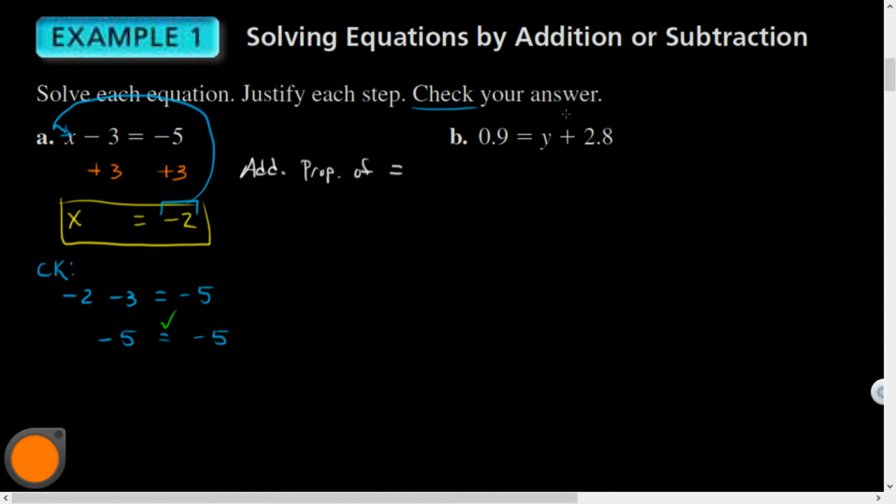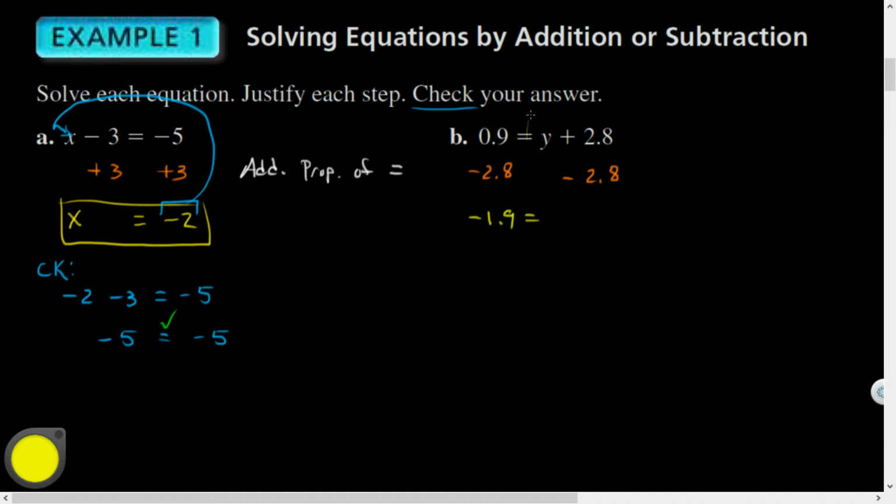Y plus 2.8. I'm looking at over here. I want to solve for y. So I'm going to try to move this plus 2.8. What's the inverse of adding 2.8? I've got to subtract 2.8 from both sides. And let's see, I'm going to get 0.9 minus 2.8 is -1.9. You could reach for a calculator for that.